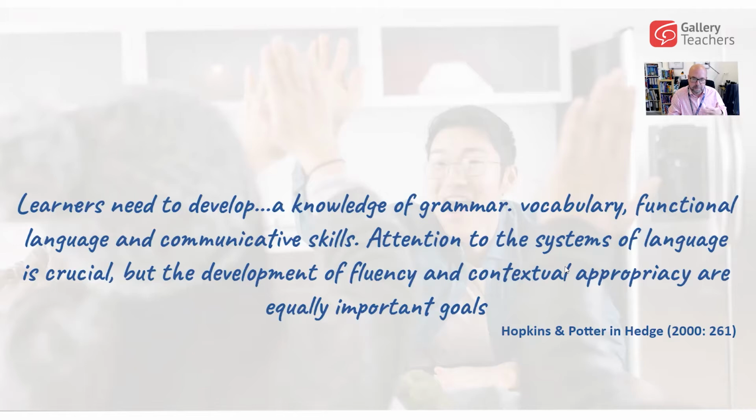And to make this point clearer, I've taken from Hedge and her 2000 book methodology text, a quote from two coursebook authors, Hopkins and Potter. And they said back in 2000, and I quote, "Learners need to develop a knowledge of grammar, vocabulary, functional language, and communicative skills. Attention to the systems of language is crucial." That was everything that you saw in grey. But the development of fluency and contextual appropriacy are equally important goals. Well, I'm going to suggest that possibly they are more important, as is everything in blue.